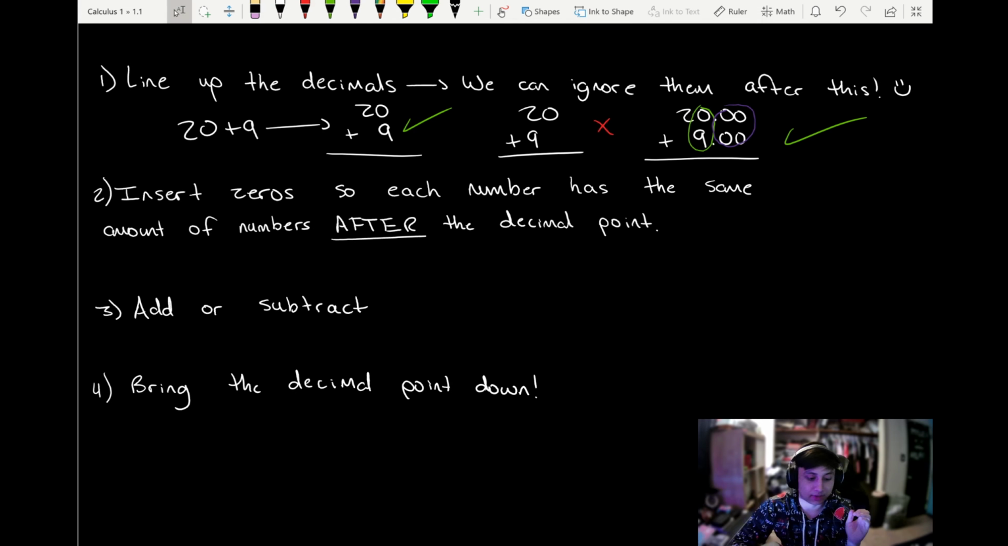The second step is to insert zeros so each number has the same amount of numbers after the decimal point. This might not mean much to you now, but we're going to cement these rules with examples later on. Third step is easy. You just add or subtract. And the fourth step, you just bring the decimal point straight down.